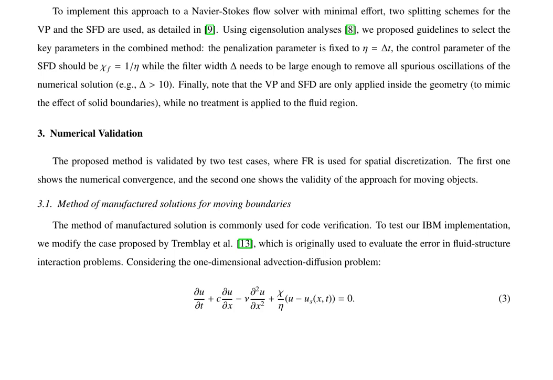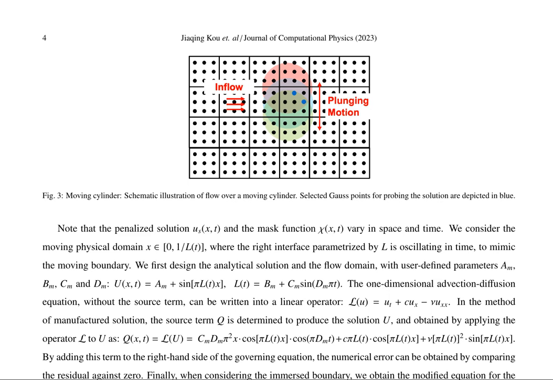The first test case demonstrates numerical convergence using the method of manufactured solutions, a unidimensional advection diffusion problem with a moving boundary. The second test case showcases the validity of the approach for moving objects. In both cases, the finite difference, FR, method is used for spatial discretization. The results show that the proposed IBM effectively captures the behavior of fluid-structure interactions and achieves desired convergence rates. The paper presents a numerical solution to the unidimensional advection diffusion equation with a moving boundary, utilizing the immersed boundary method.